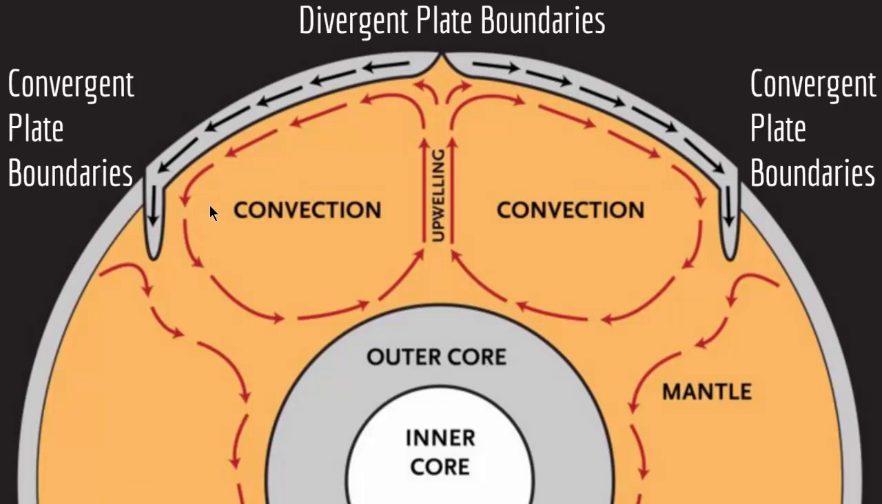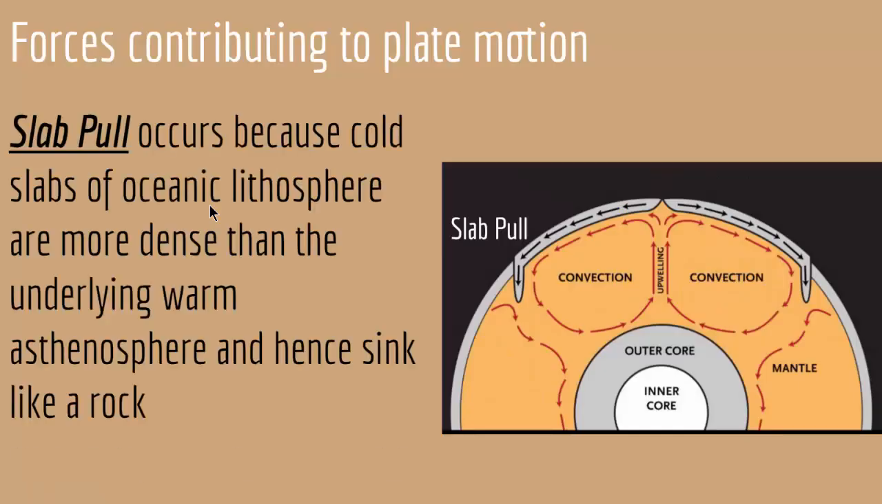Scientists believe that there are two noticeable mechanisms to drive the whole convection process. Or there are two forces. The first one is called slab pull. Slab pull occurs because cold slabs of oceanic lithosphere are more dense than the underlying warm asthenosphere and hence sink like a rock. The density of the upper asthenosphere is about 3.25 grams per cubic centimeter, and 100 million years old oceanic crust is about 3.28 grams per cubic centimeter. There's a density difference of 0.03 grams per cubic centimeter.